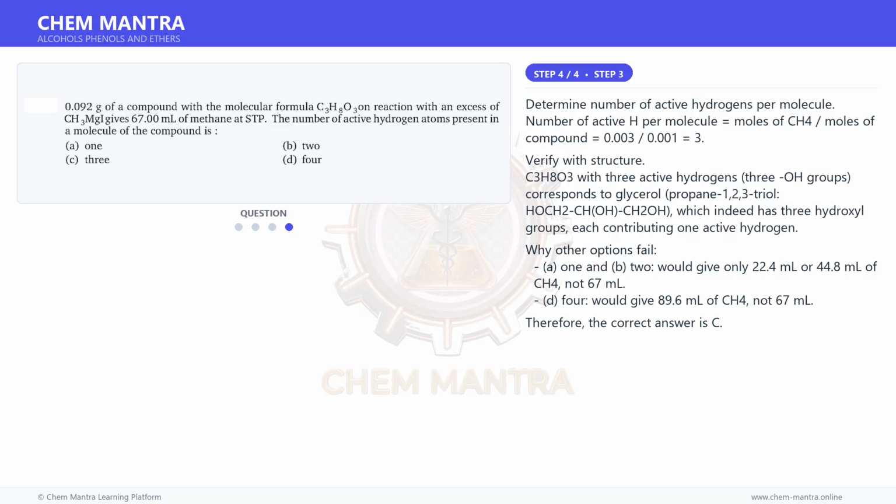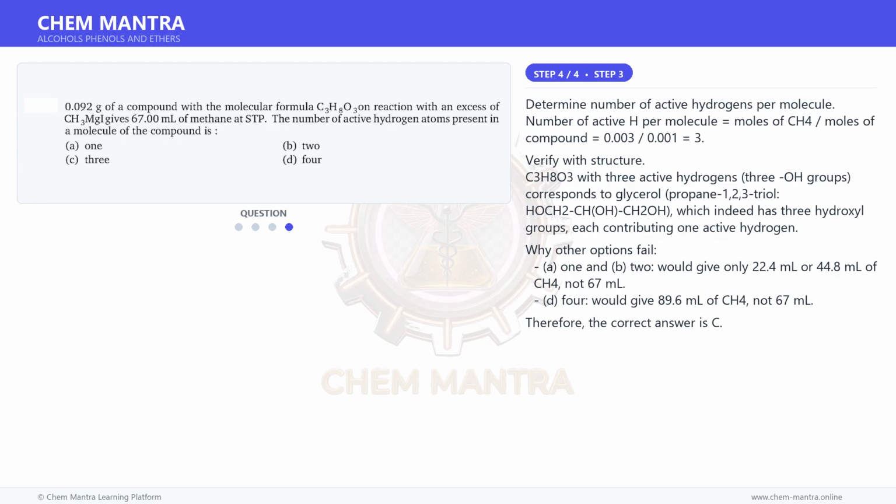And for the final step, determine the number of active hydrogens per molecule. Number of active H per molecule is equal to moles of CH4 divided by moles of compound, which is equal to 0.003/0.001, which is equal to 3. Verify with structure.